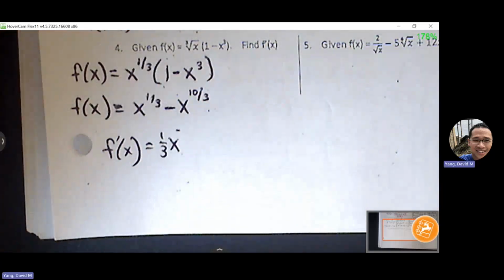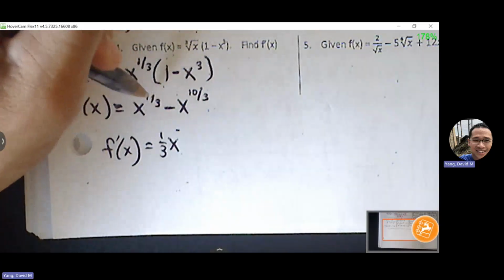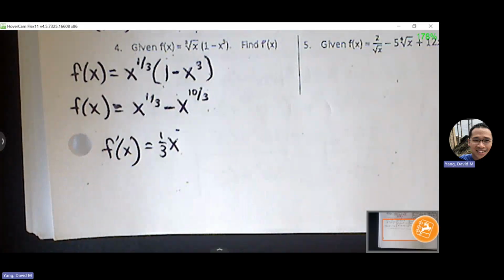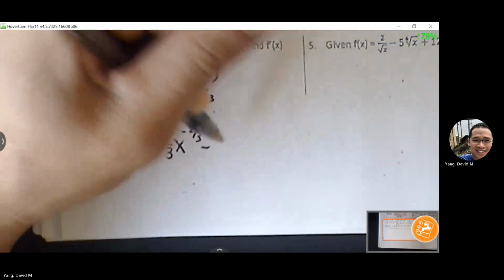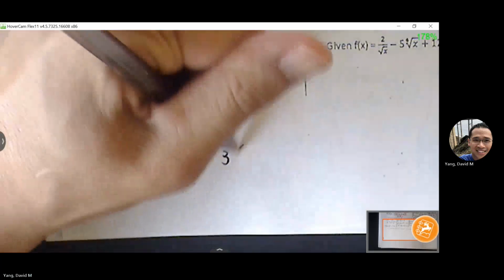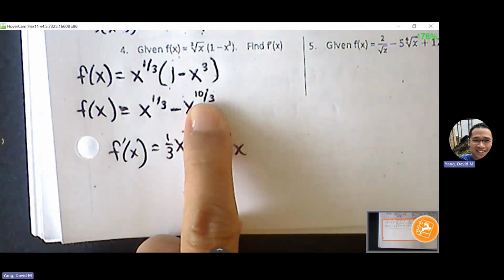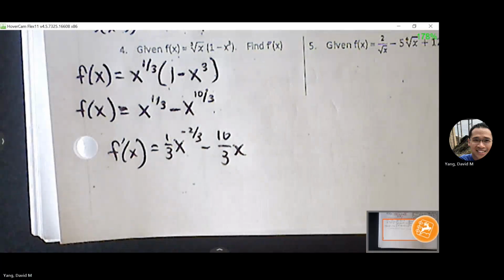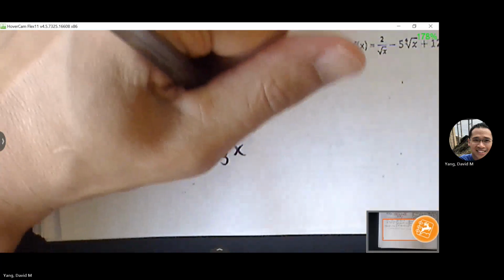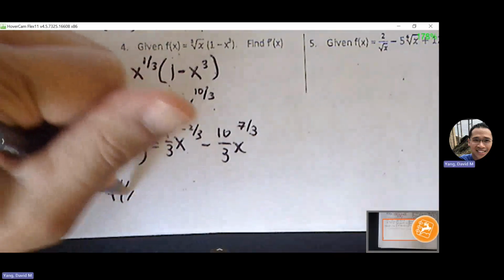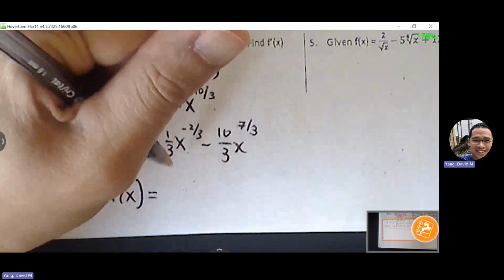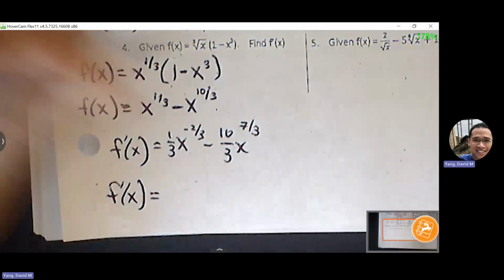So minus 1/3. Now remember, we're subtracting 1/3 minus 3/3. So negative 2/3, yeah. 10/3 minus 3/3 is 7/3. So I'm ready for my derivative, or I have my derivative. I'm just cleaning up, right?